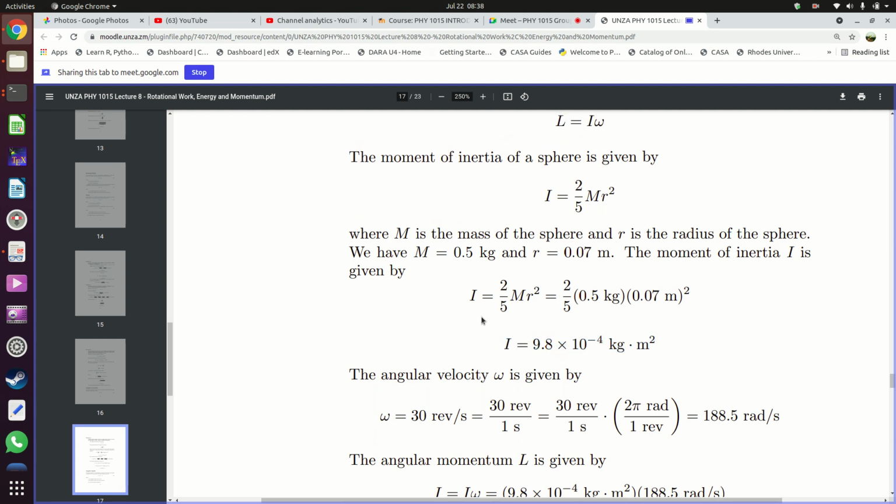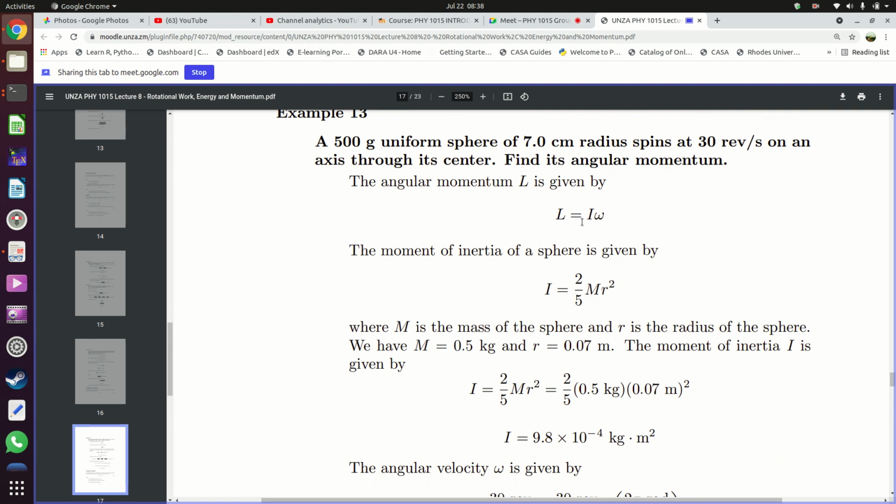So we have one element of what we need to work out the angular momentum. The moment of inertia, we have it. The other bit is the angular velocity.